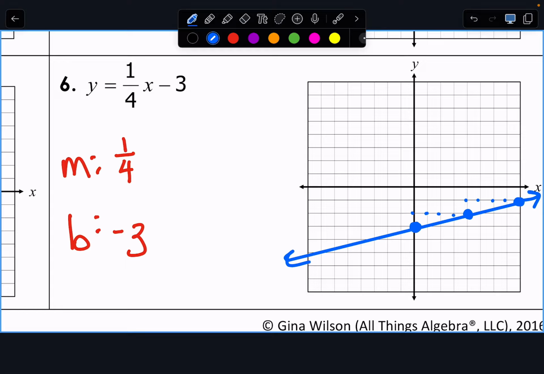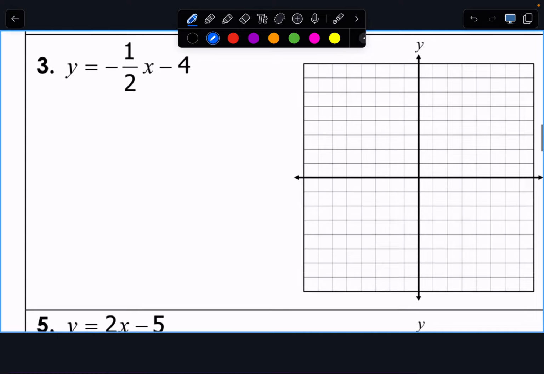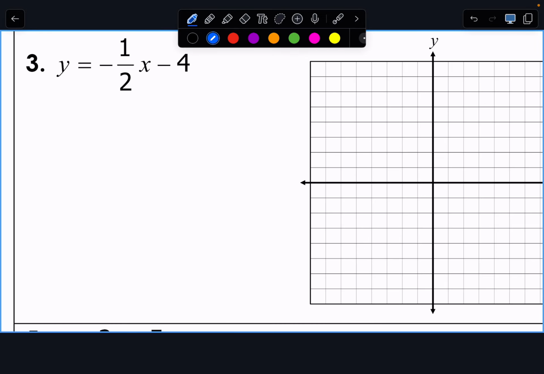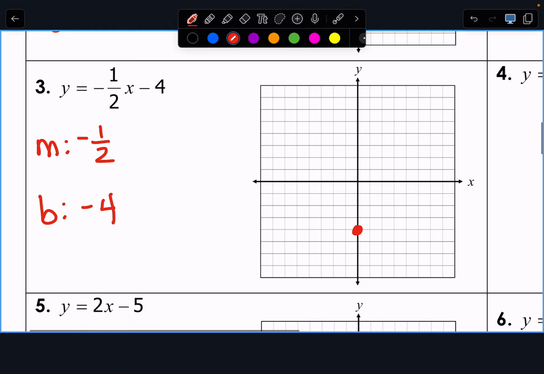Now, so far we've only looked at graphs that have positive slope. I want to look at number 3. Do you notice how number 3 has a negative slope? Let's look at how that's maybe a little bit different. So our slope is negative 1/2, and our y-intercept is negative 4. So our y-intercept, 1, 2, 3, 4, is right here.